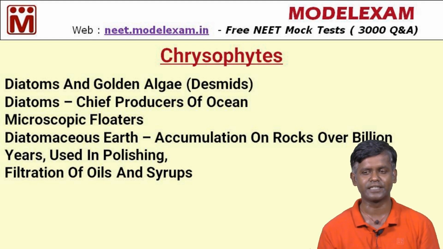This diatomaceous earth is nothing but an accumulation on rocks over billions of years, which can be used for polishing, filtration of oils and syrups preparation. So these diatoms are colorful organisms. They are widely useful for the marine community and also for human beings.